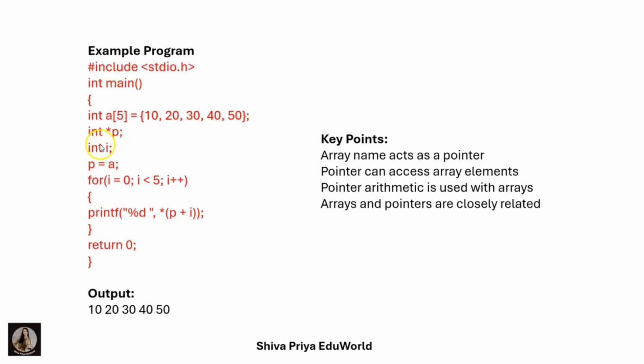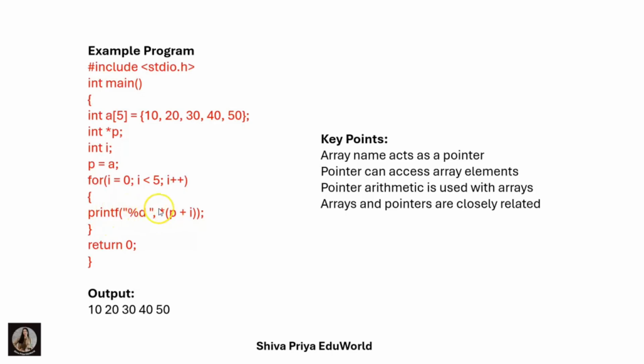Int i declares an integer variable i to be used as loop counter, and p is equal to a. This assigns the base address of the array a to the pointer p, and now p points to the first element of the array. P points to the first element of the array. And for i is equal to 0, i is less than 5, i plus plus, this loop iterates 5 times with i going from 0 to 4. Clear? In each iteration, i represents the current index of the array element to access.